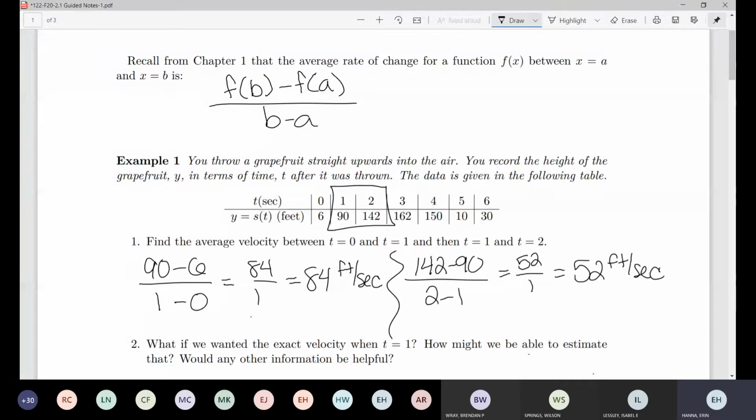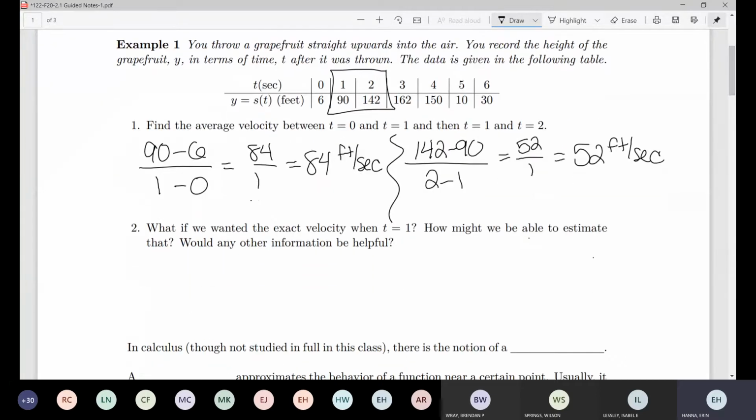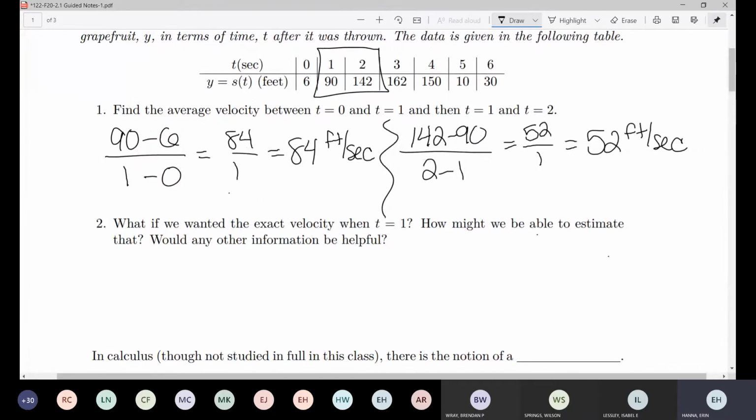But then what if I asked you, what is the exact velocity at t equals 1? These average rates of change tell me that between 0 and 1, on average, it's traveling at 84 feet per second, and between 1 and 2, it's traveling on average at 52 feet per second. How fast is it traveling actually at 1? It has to be somewhere between 84 and 52, or else these averages wouldn't be telling us correct things. But where? How might we estimate that?